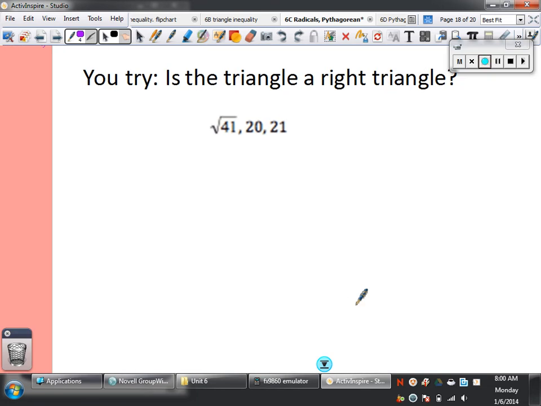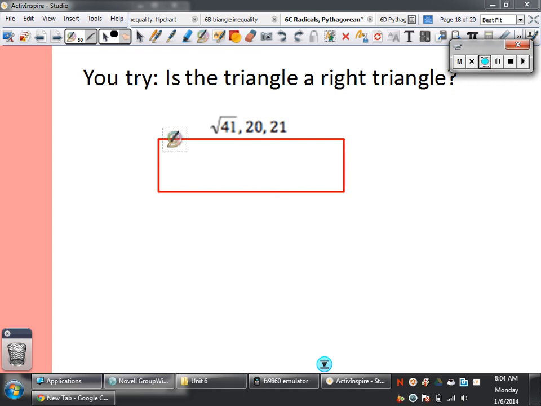So you try. Determine whether or not this is a right triangle. The first step you're going to need to do is figure out which two sides are the shortest sides. Pause the video here and work the problem. Alright, so you've unpaused the video. Let's take a look and see if we have figured out if this is a right triangle or not.